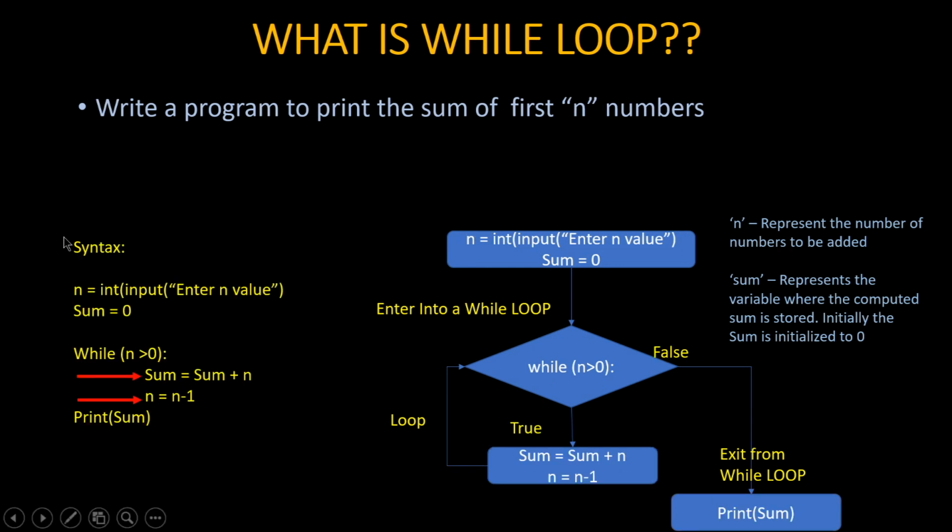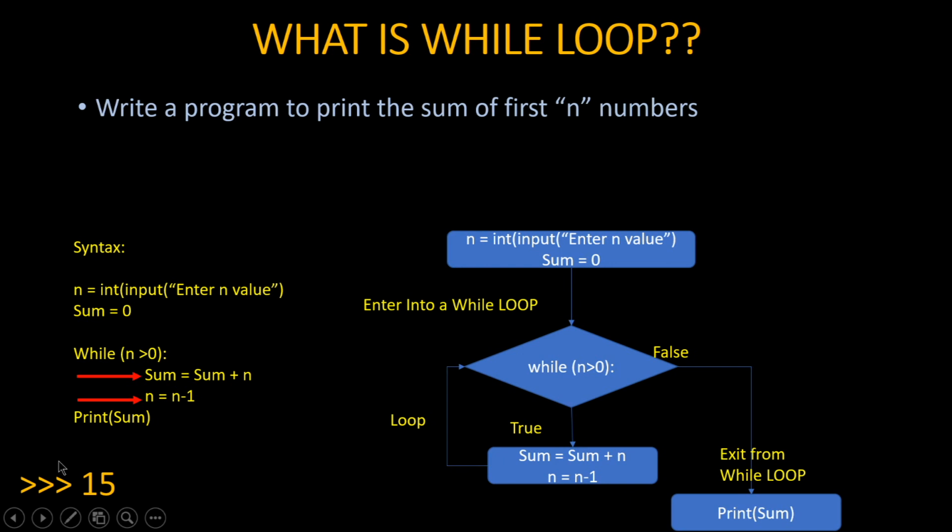Let's take a look at our code. This is our syntax. First we have our input command. Then we initialize the value of sum to 0. Then we have the while expression, which says n is greater than 0, and then we have these two statements. Then we print the value of sum. When we run this whole program, it will give 15. I hope you're getting the point of the while loop.